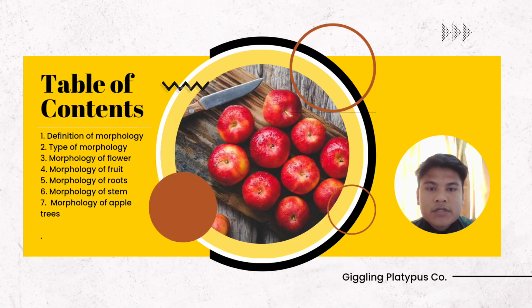So let's start with the table of contents. Firstly is the definition of morphology. Second is types of morphology: morphology of flower, morphology of fruits, morphology of roots, morphology of stem, and lastly is morphology of apple tree.